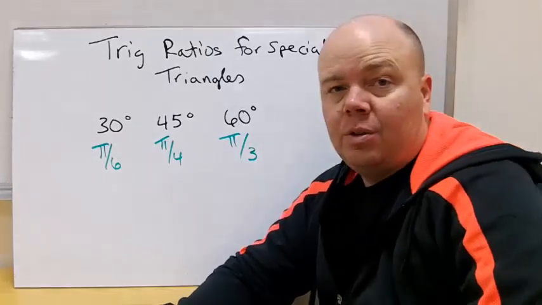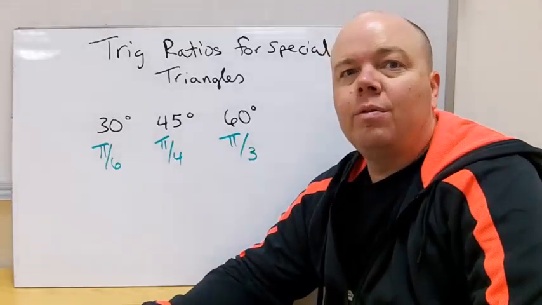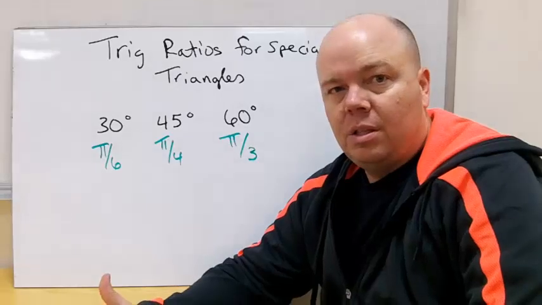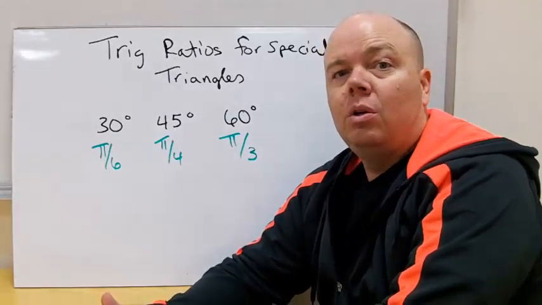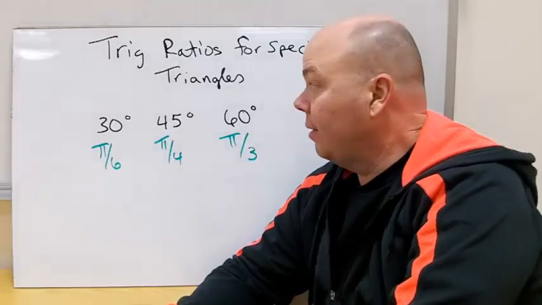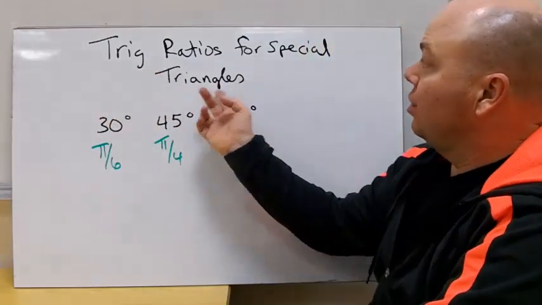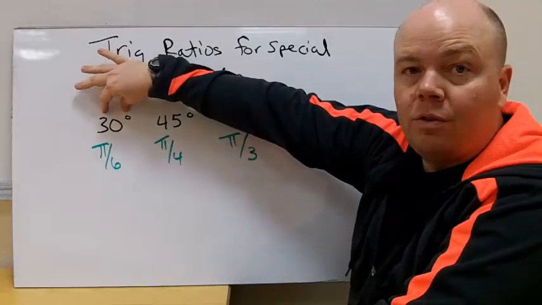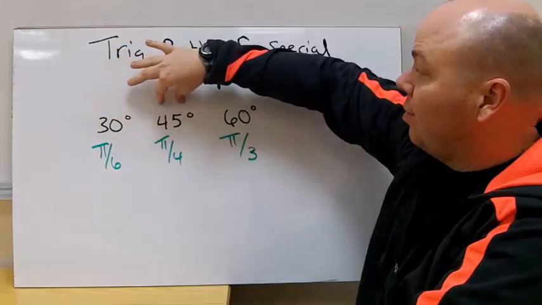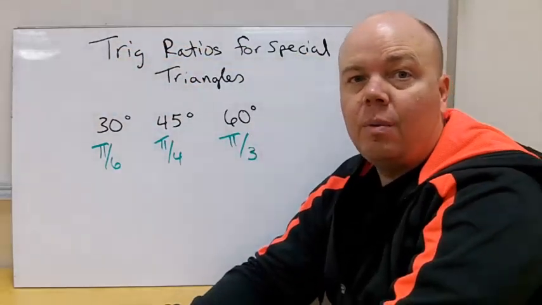All right, in this video we look at a little bit of review from geometry, but what we're going to look at has direct applications to pre-calculus that we're studying right now, and that is the trig ratios for special triangles. In geometry, you may have learned some special ratios for 30 degrees, 45 degrees, and 60 degrees in a right triangle.